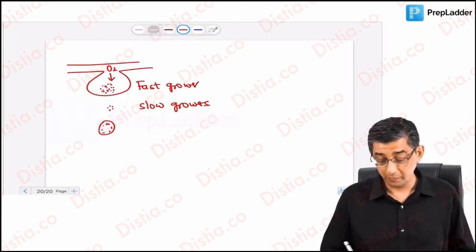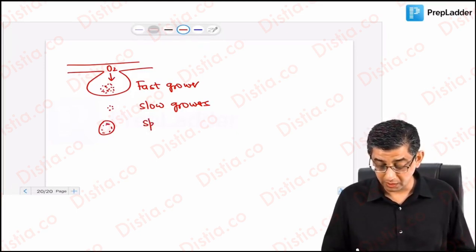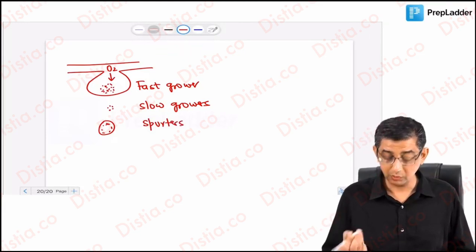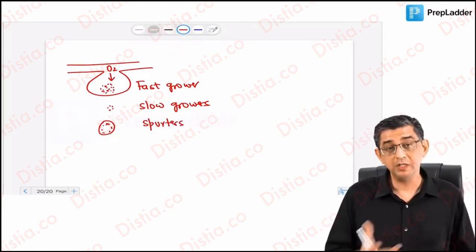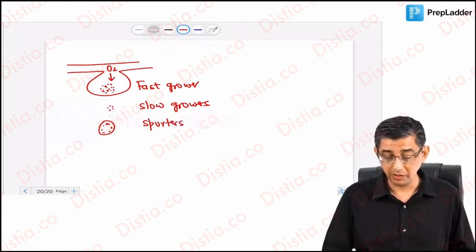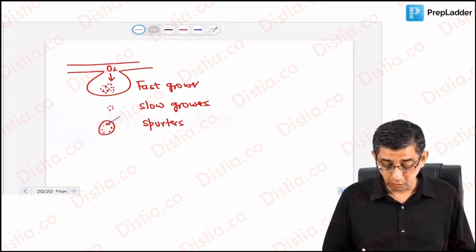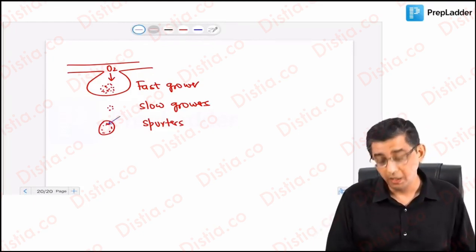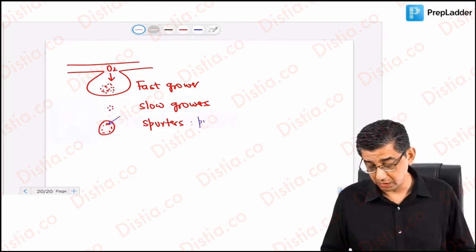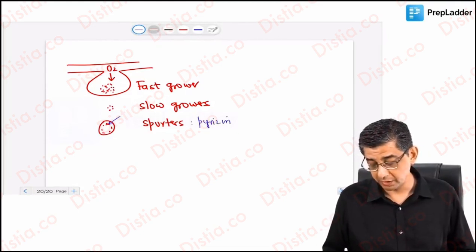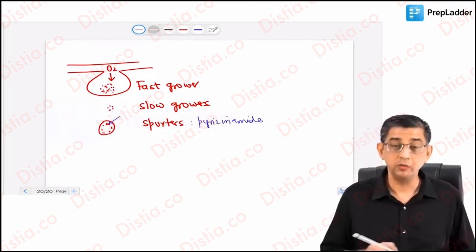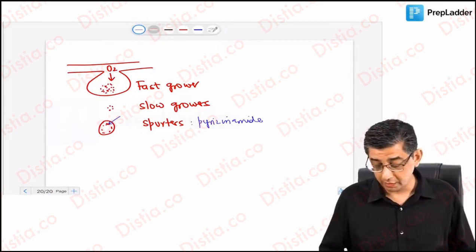TB bacteria are present. So in this case, in a hostile environment, the growth will be even lesser, so they're called spurters. Now, please appreciate that if I want to kill the spurter, I will have to give a drug that will go inside the giant cell and kill it. So which drug will have an intracellular action? The answer is pyrazinamide.